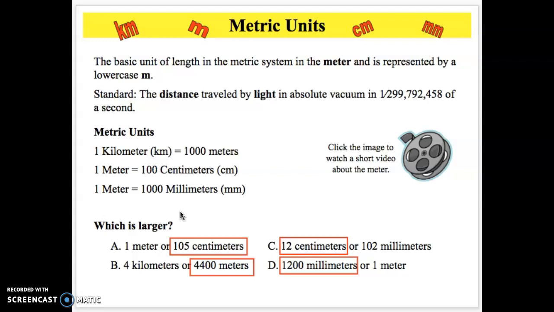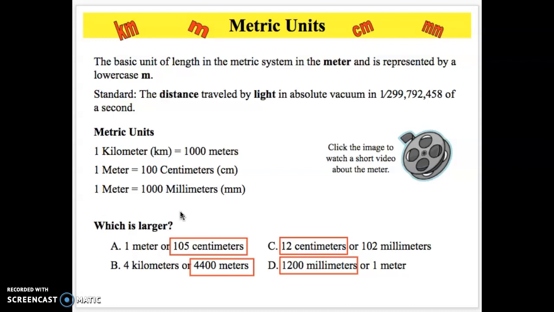Now, down here on the bottom, it says which is larger. We know that we can convert those units using the ladder system. So if we look at the 105 centimeters and compare it to a meter, we could just move our decimal from the end of the 105, so it would be after the 5. We can move it 2 places to meter, and it would become 1.05 meters, which is larger than a meter. On B, we have 4 kilometers, or 4,400 meters. And we know that we would move our decimal from the very end, since it is a whole number, 3 places to the left to make it 4.4 meters, so it would be larger.